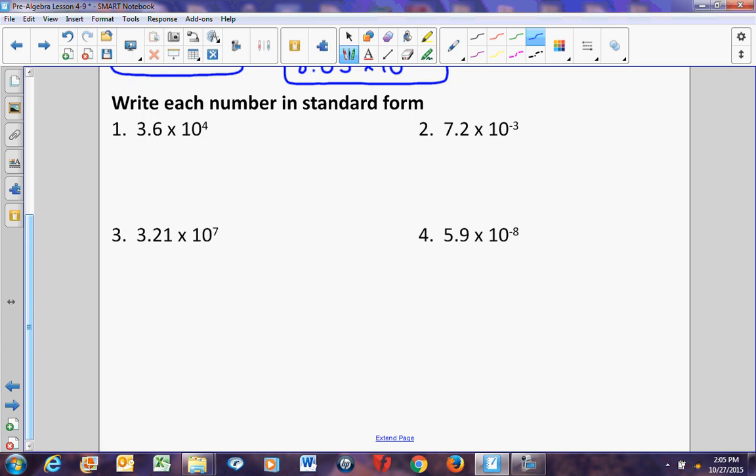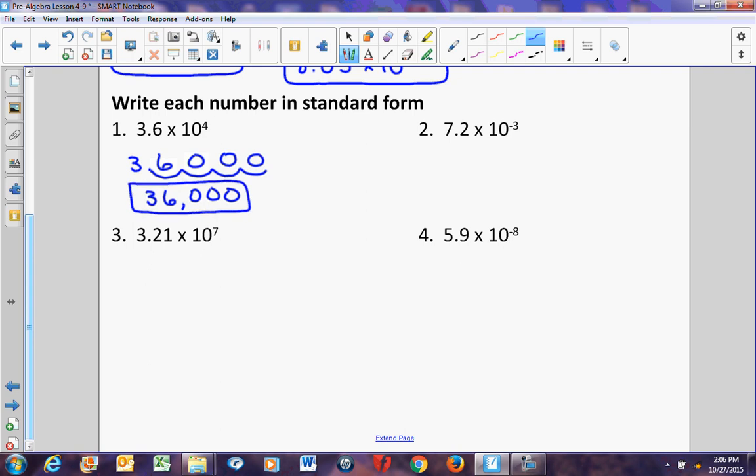So on 3.6 times 10 to the 4th, we're going to move the decimal point 4 places. The 4 is positive. On a horizontal number line, positive goes to the right. So we'll move our decimal point to the right. We start with 3.6, and if we move our decimal point to the right 4 places, 1, 2, 3, 4, I put the zeros in the little dips, it becomes 36,000. So my answer is 36,000.